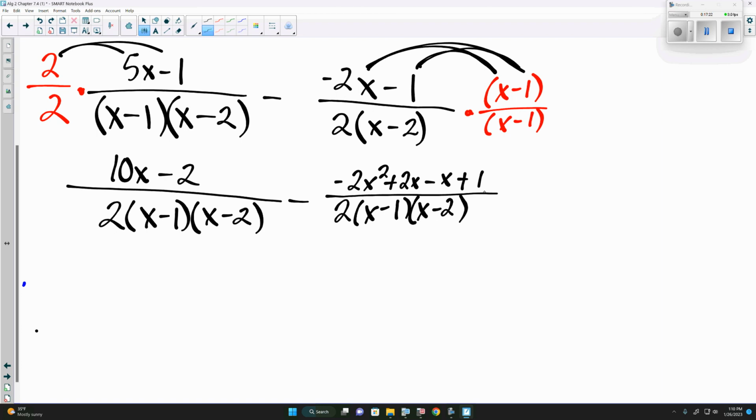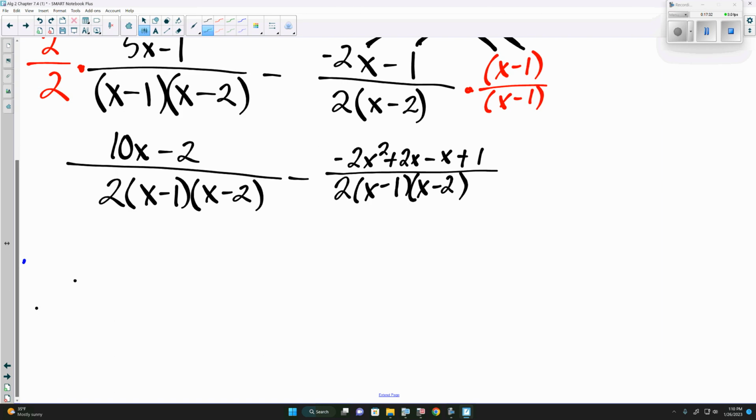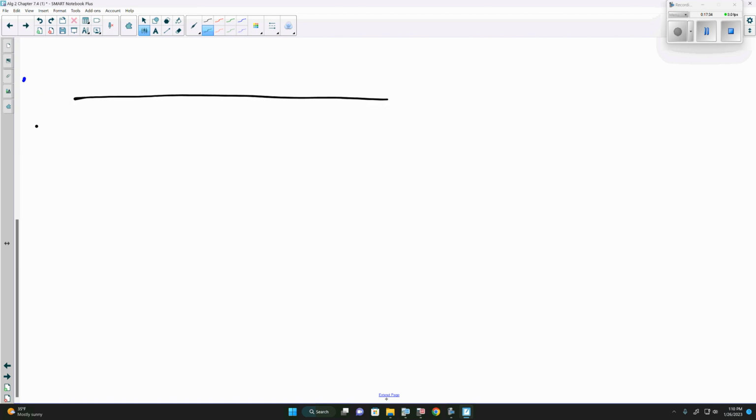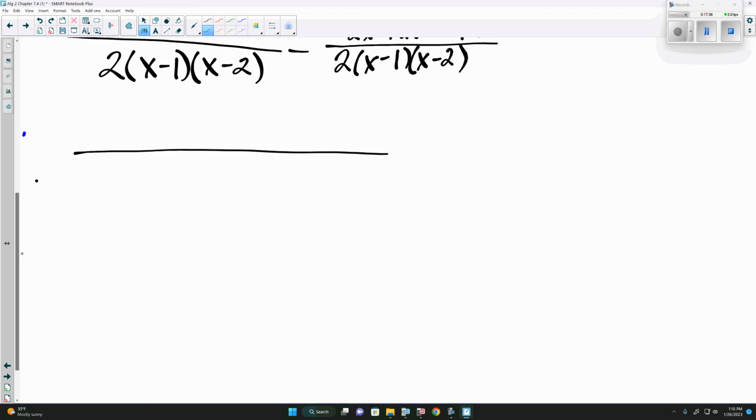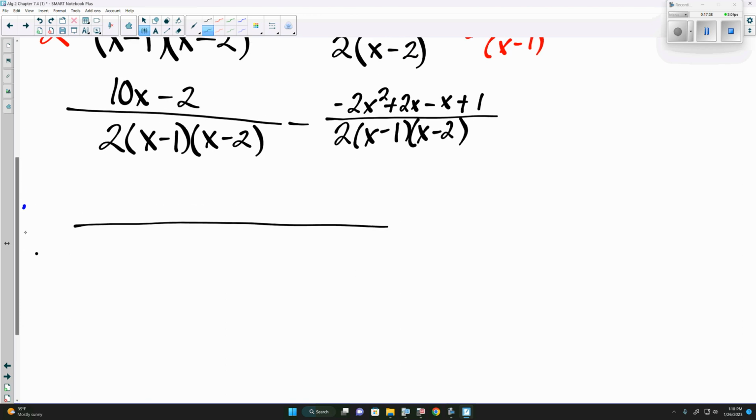Questions on this so far? We good with this here? Yes. Now, if y'all were comfortable with the 2 and 1 step that we did last time, we can do it here again. Let's scroll back up.